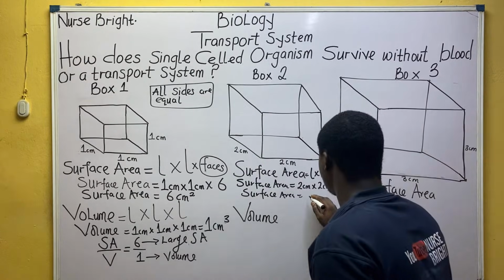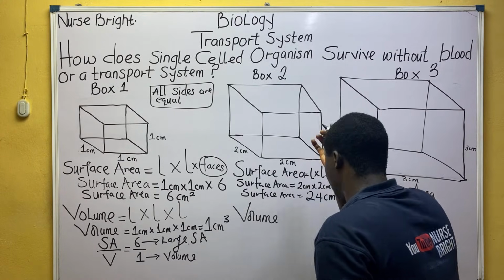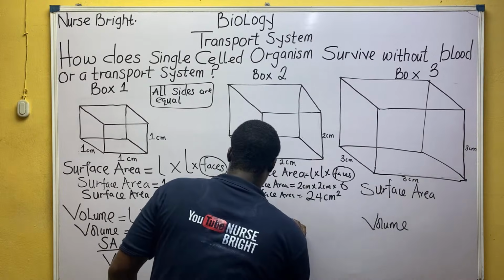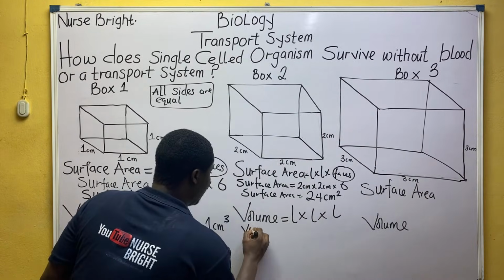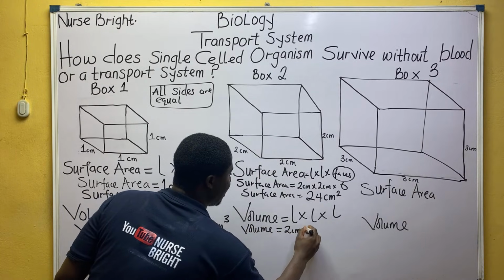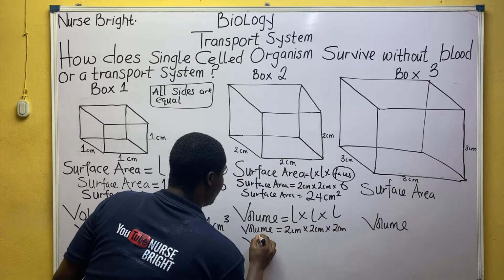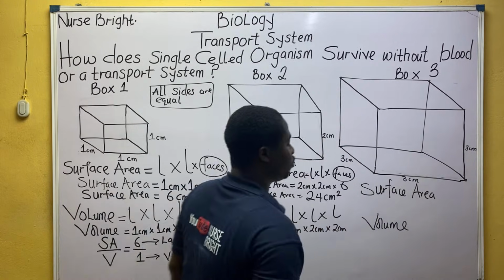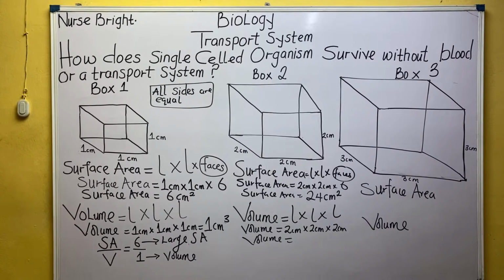So 24 centimeters squared. And volume here is going to be what now? L times L times L. So volume will be equal to 2 centimeter times 2 centimeter times 2 centimeter. So 2 times 2 times 2. 2 times 2, 4, times 2 is 8. You get what I'm saying, right? So 2 times 2 is what?